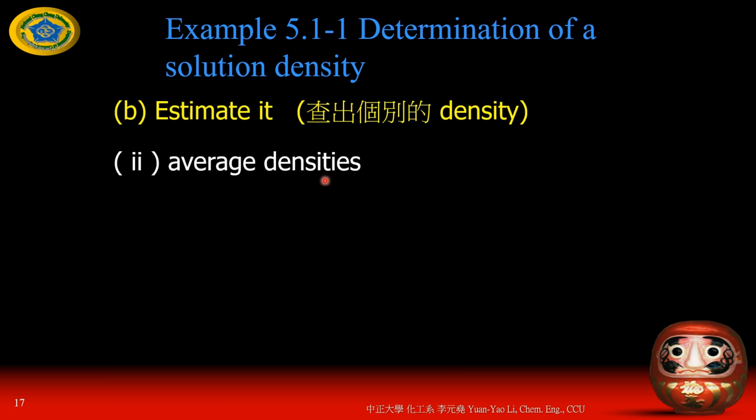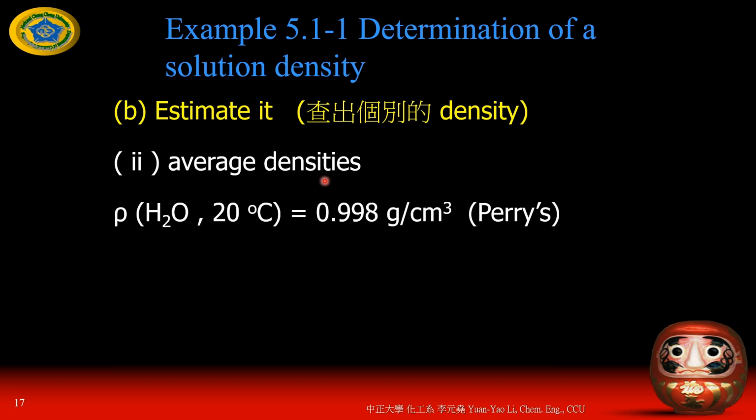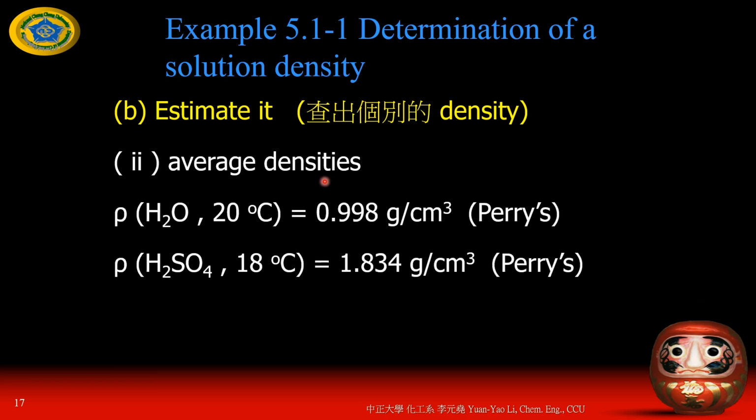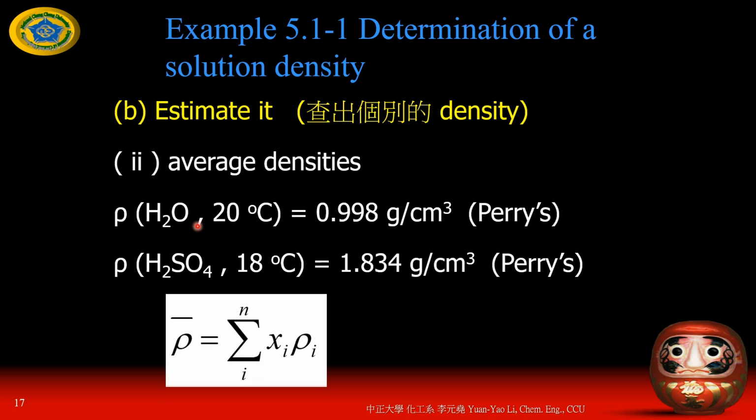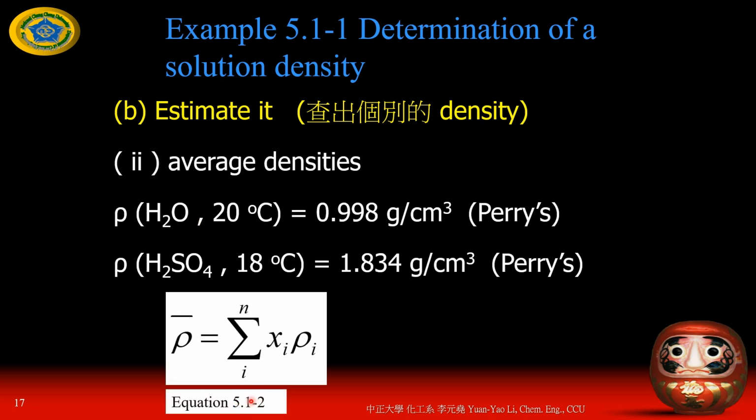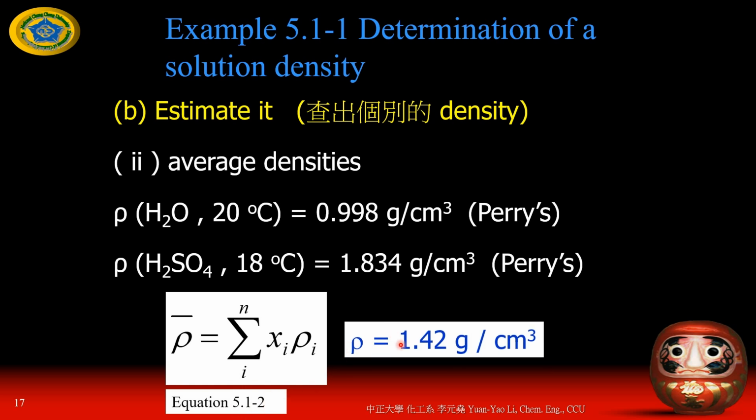How about the average density, the mass fraction method? Again, you find the density of each pure component, each pure species, and you apply equation 5.1-2 here, and you get the density is 1.42 gram per cubic meter. Okay.